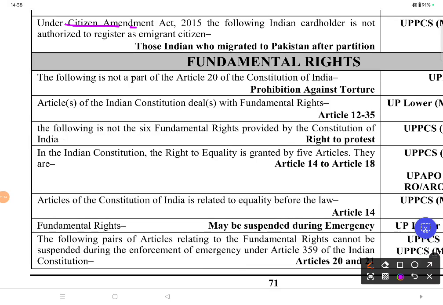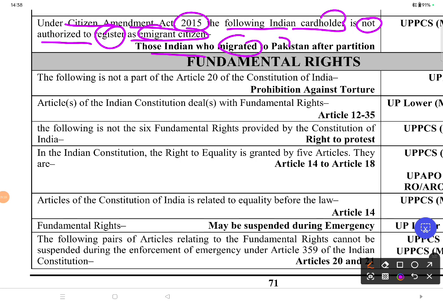Under Citizenship Amendment Act 2015, the following Indian card holder is not authorized to register as immigrant citizen: those Indians who migrated to Pakistan after partition. Move on to the next chapter, that is fundamental rights.